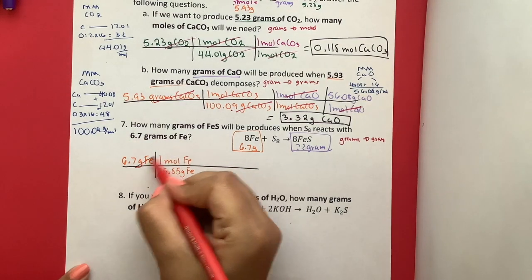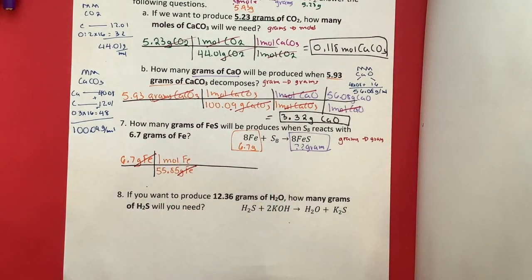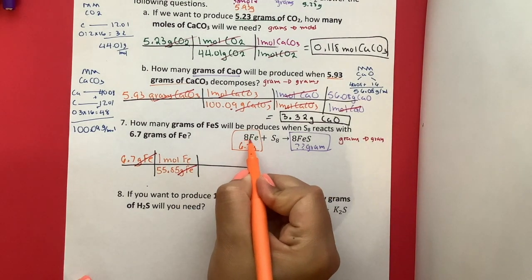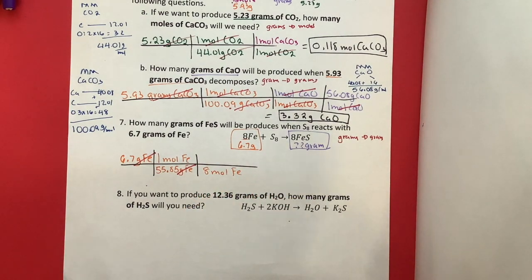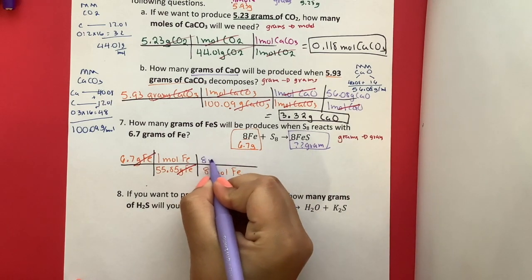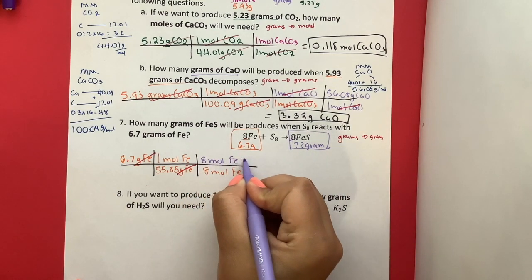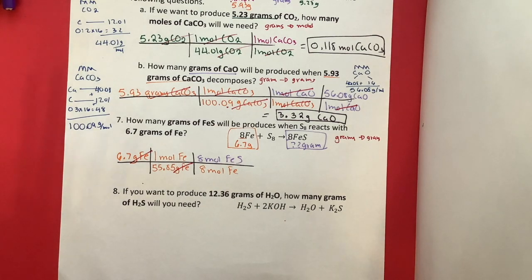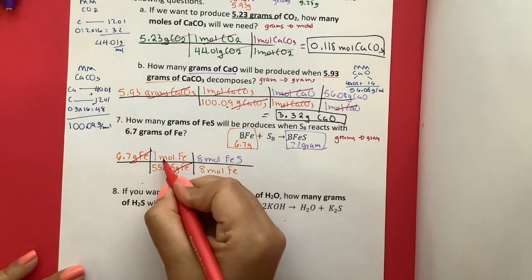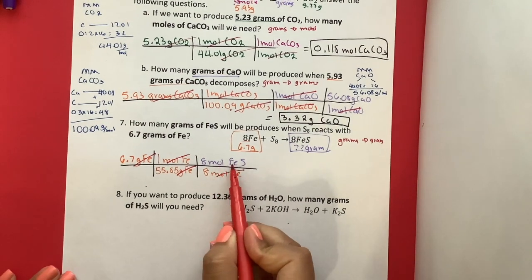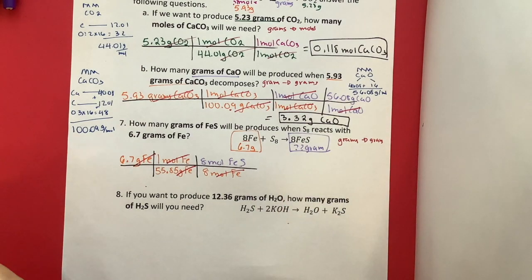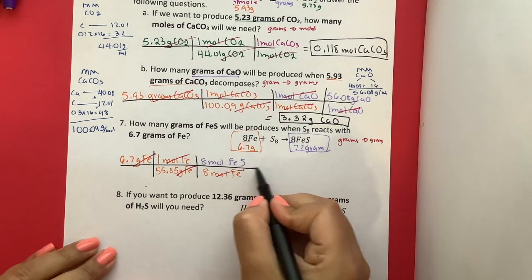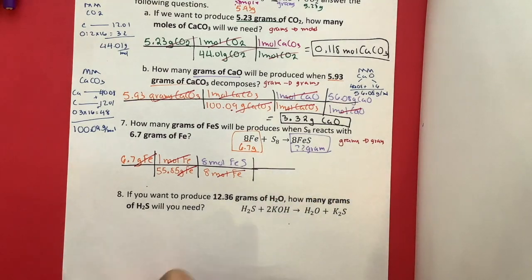The grams of iron are gone. I am left in moles of iron. And now that I'm in moles, now I could use my mole ratio. And the ratio here is 8 moles of iron for every 8 moles of FeS, iron sulfide. The moles of iron are gone. Okay, I am left in moles of FeS. But the question is asking me for the grams, not for the moles. So I need to do one more step, in which I go from moles to grams, and I do that by using the molar mass.